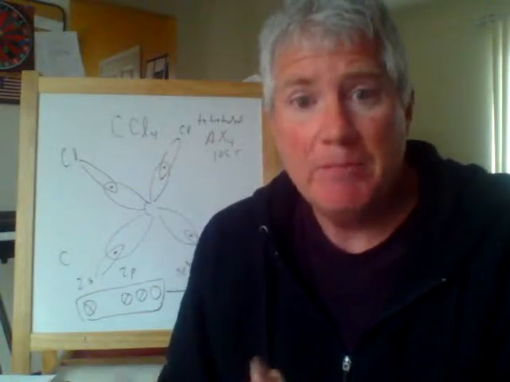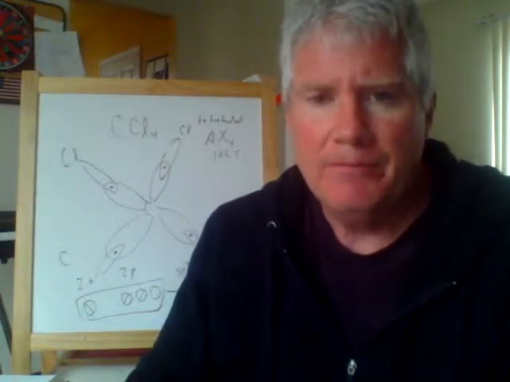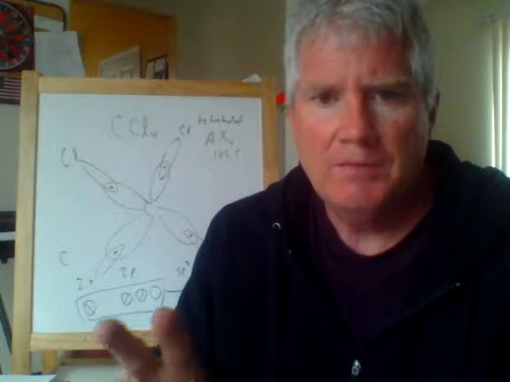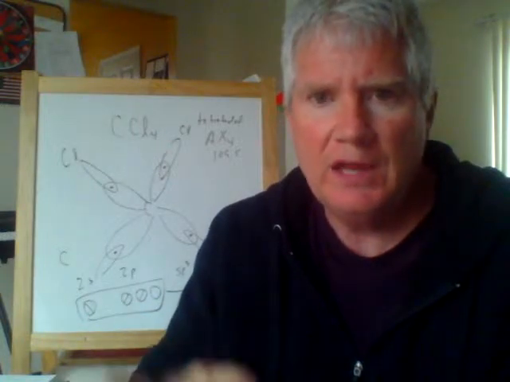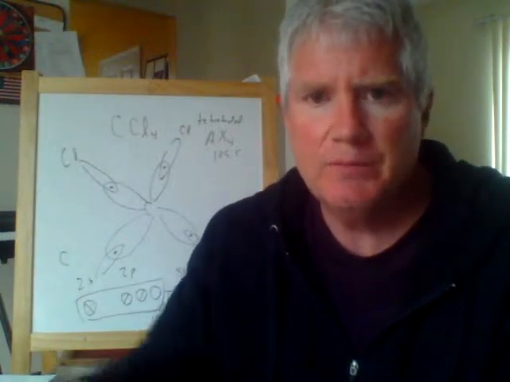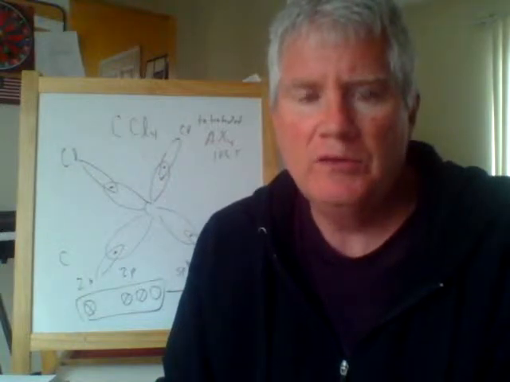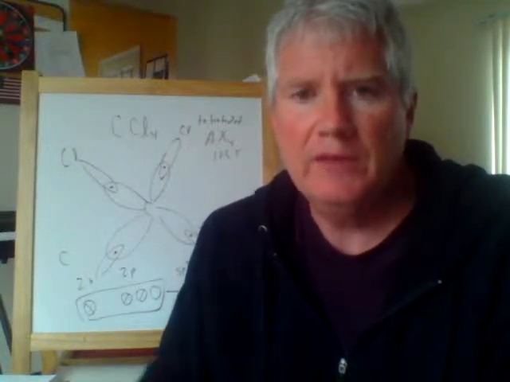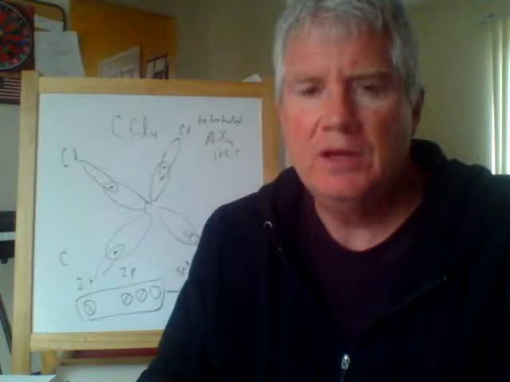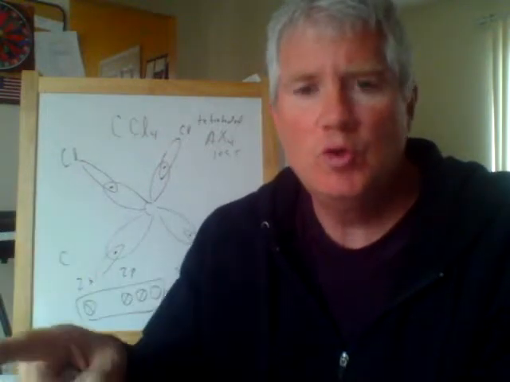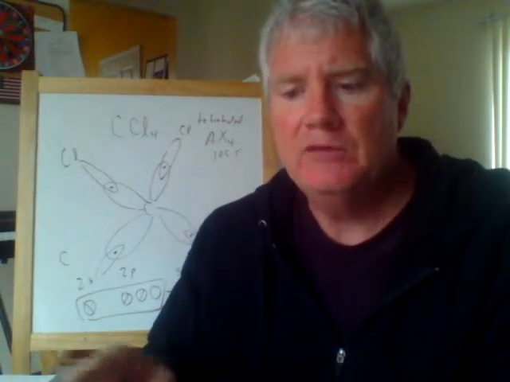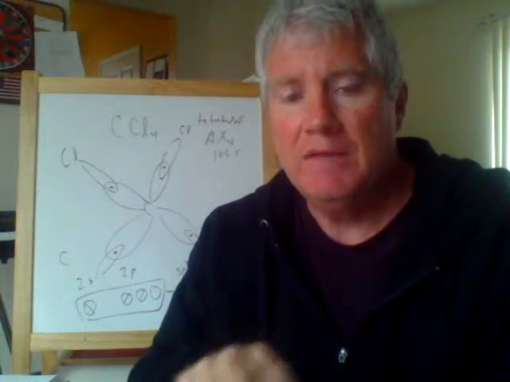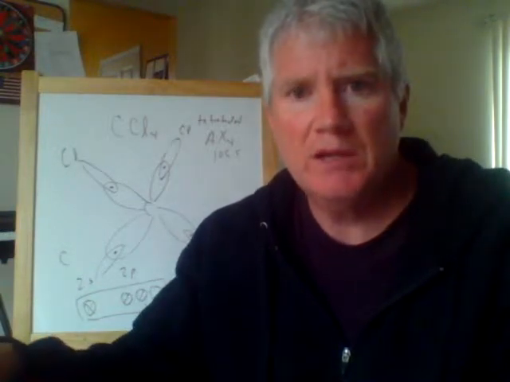I'm just going to mention in passing that there are hybrids that actually mix in a fifth and a sixth bonding electron. And what they do is they hybridize not only the S and the P, but they hybridize in either one or two of the D orbitals. And that's how you end up with 5 bonding electrons or 6 bonding electrons.